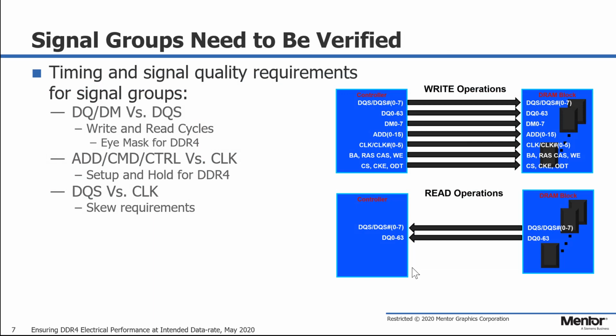As previously mentioned, 3 groups of nets need to be verified. The data bus is bidirectional, so we will need to verify both read and write cycles with eye mask. The address command control or ACC bus needs to be verified during the write cycle at the DRAM with setup and hold and some SI requirements. There are skew requirements which need to be met as well between DQS and clock during the write cycle.